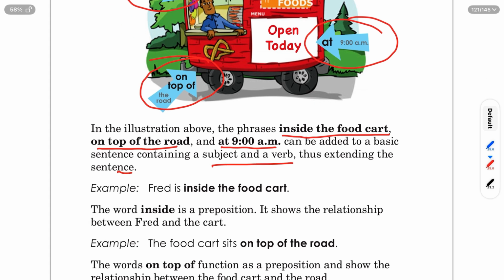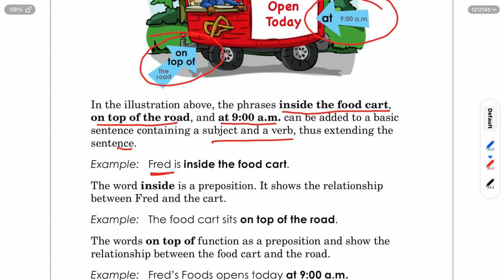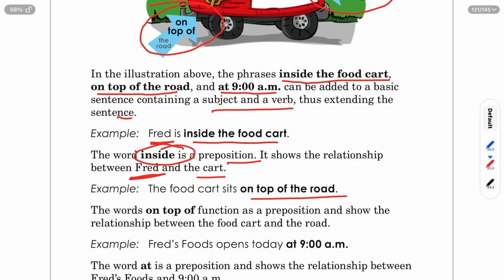For example, Fred. Fred is the name of a person. Fred is inside the food cart. The word inside is a preposition in this example. It shows the relationship between Fred and the cart. The next one is: the food cart sits on top of the road. So on top of functions as a preposition and shows the relationship between the food cart and the road.